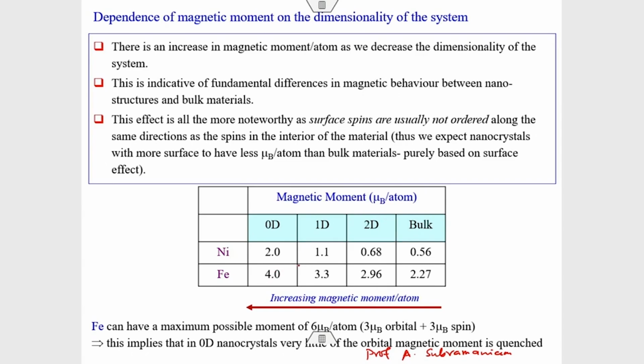Okay. So you can have a maximum possible moment of 6 Bohr magneton per atom, 3 orbital and 3 spin, but that means what? The 0D material basically gives you the limit of orbital magnetic moment. Okay. So that means what? The effect is very significant for this type of materials which are predominantly ferromagnetic.